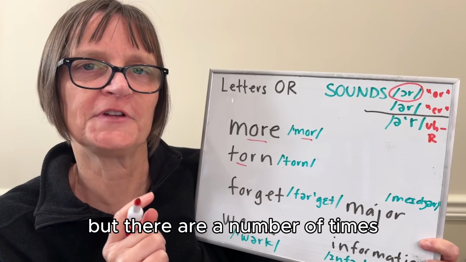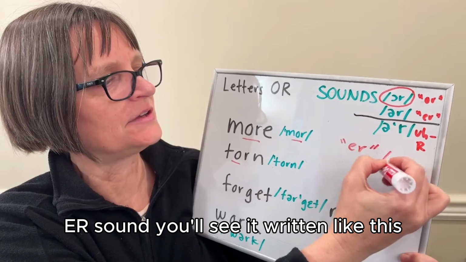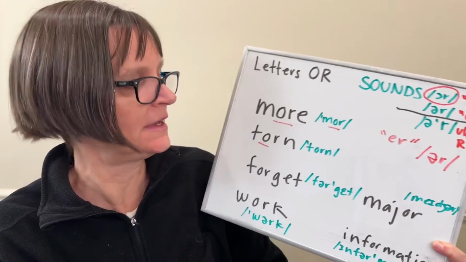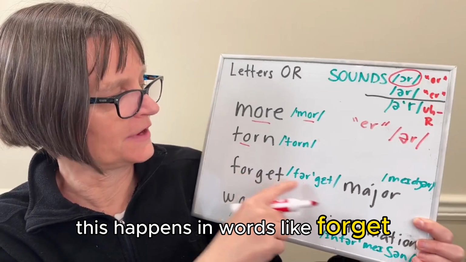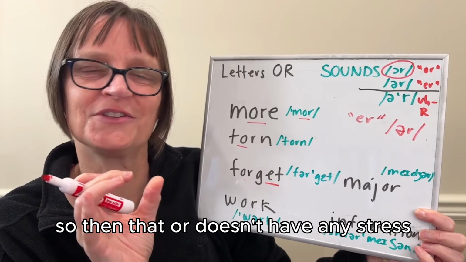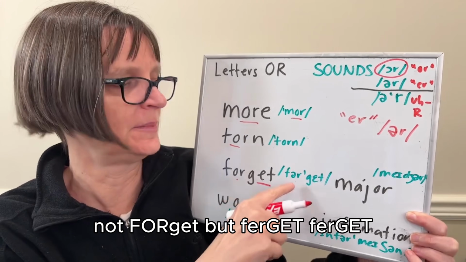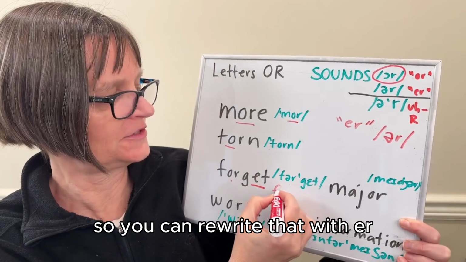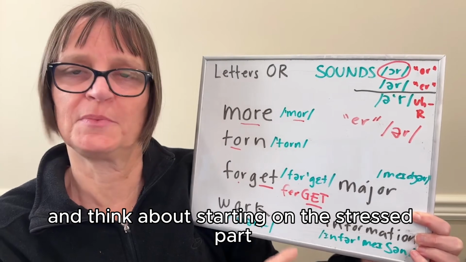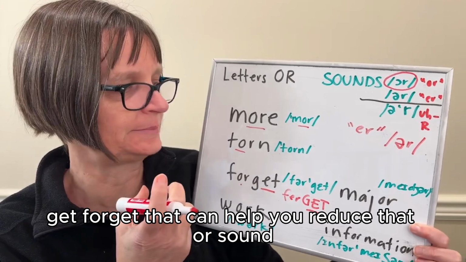But there are a number of times when the letters OR actually say the ER sound. You'll see it written like this, the sound instead of the or sound. This happens in words like forget, where we stress on the get syllable. So then that OR doesn't have any stress. It gets reduced from or just to the er sound. Not forget, but forget. So you can rewrite that with ER. And think about starting on the stressed part, get, forget. That can help you reduce that or sound.